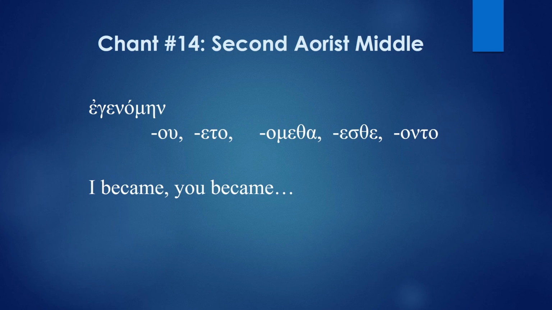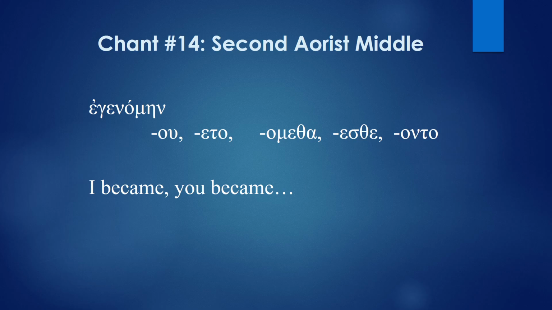This is chant number 14, the second aorist middle indicative verb. Egenomen, first person singular, I became. The ou ending, second person singular, you became. The third person singular ending, eto, meaning he, she, it became.